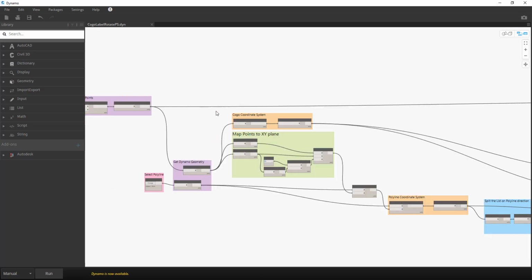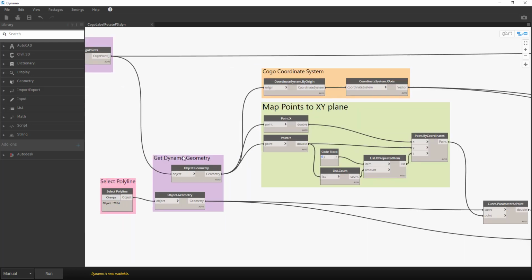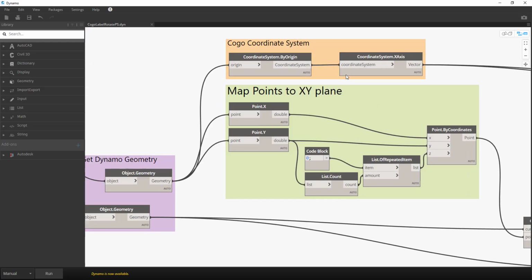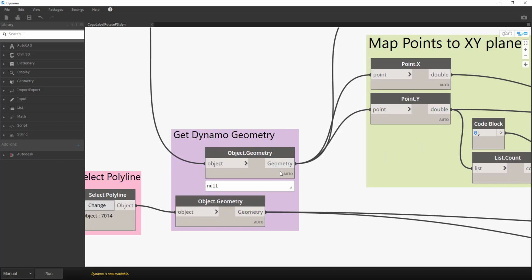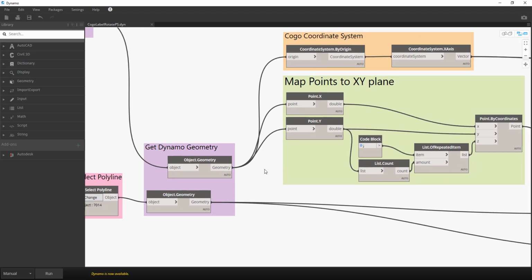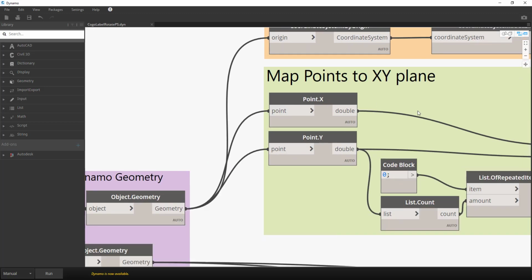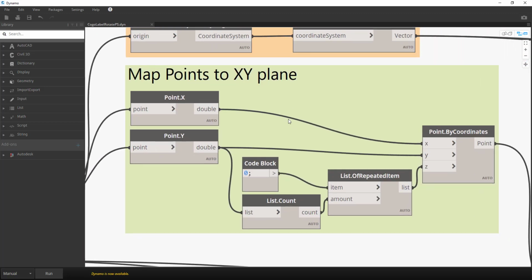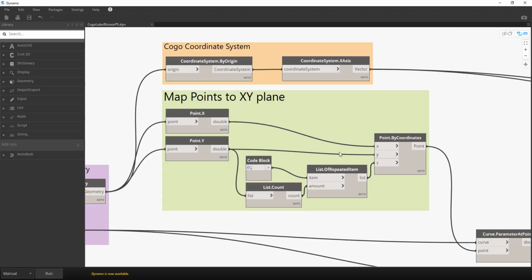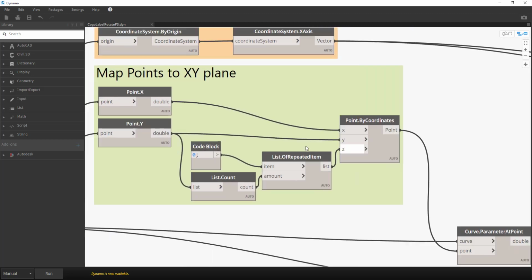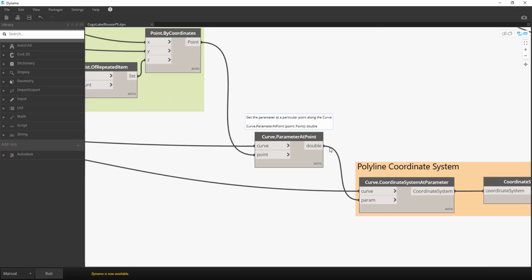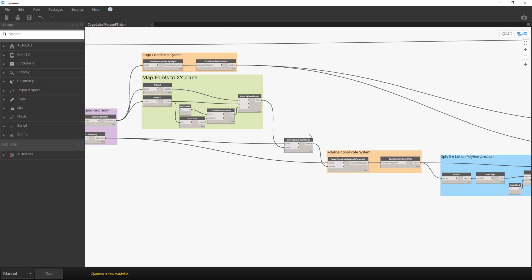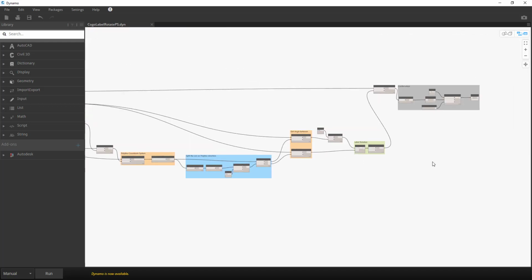So we just reorganized the graph a little bit, and where we're getting the geometry points, we're mapping the points that we are getting from Dynamo, and we are saying that the Z value must be 0. So we're creating a new set of points from the original points, and we're inputting Z to 0. And there we can see the rest of the graph is exactly the same.